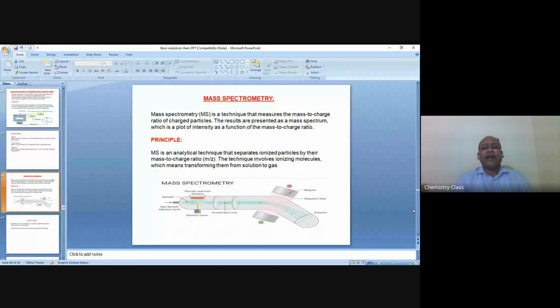Okay. The next type is mass spectrometry. So what is mass spectrometry? Mass spectrometry is a technique that measures the mass to charge ratio of charged particles. The results are presented as a mass spectrum, which is a plot of intensity as a function of mass to charge ratio.